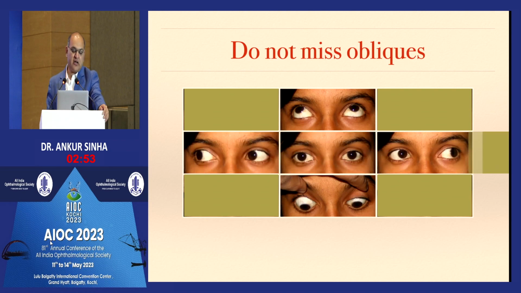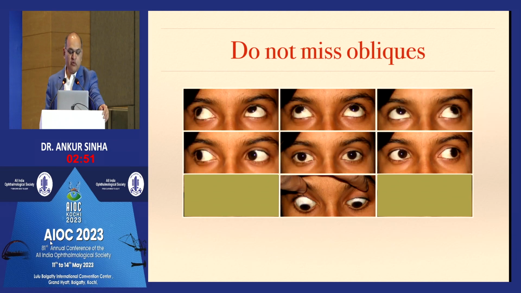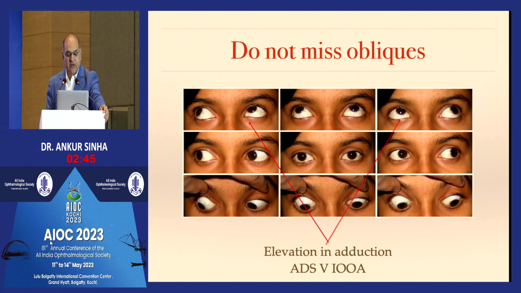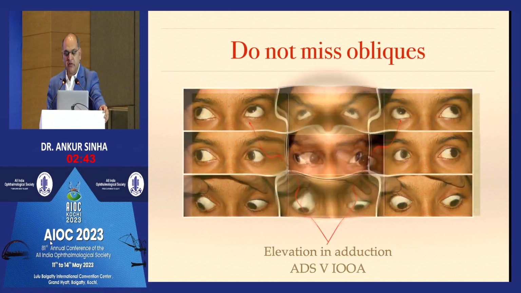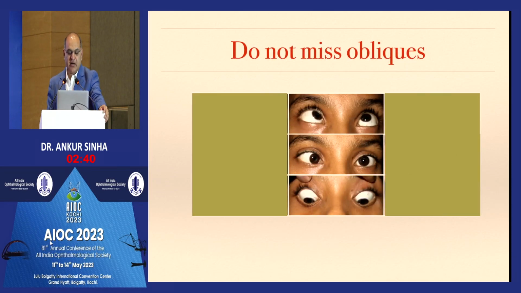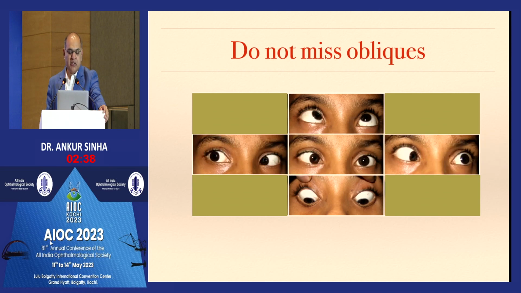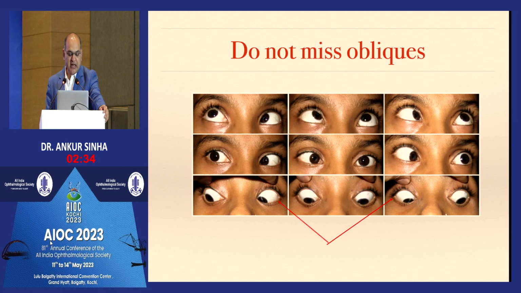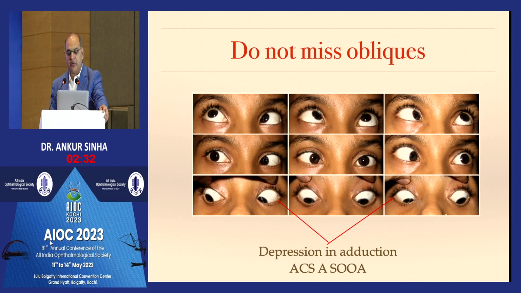So this is a case of consecutive exo with inferior oblique overactions. The surgery was done elsewhere, so we went ahead with the inferior oblique surgery along with the horizontal components. We can note the elevation in adduction showing you inferior oblique overactions. Another case of esotropia with A pattern with superior oblique overactions, and we can see there is depression in adduction in both the eyes, suggesting superior oblique overactions.